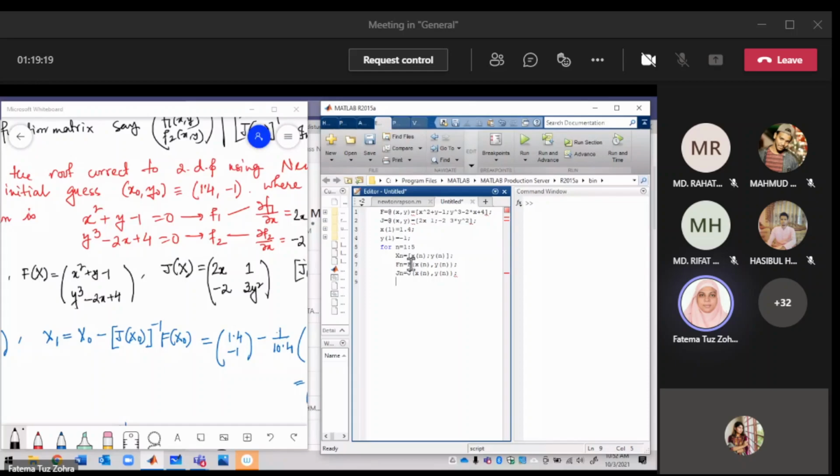Now we have the next term, capital xn1, which is equal to capital Xn minus jn backslash fn. Backslash, you know, is a built-in function. It will do the work. So then your work is done here.